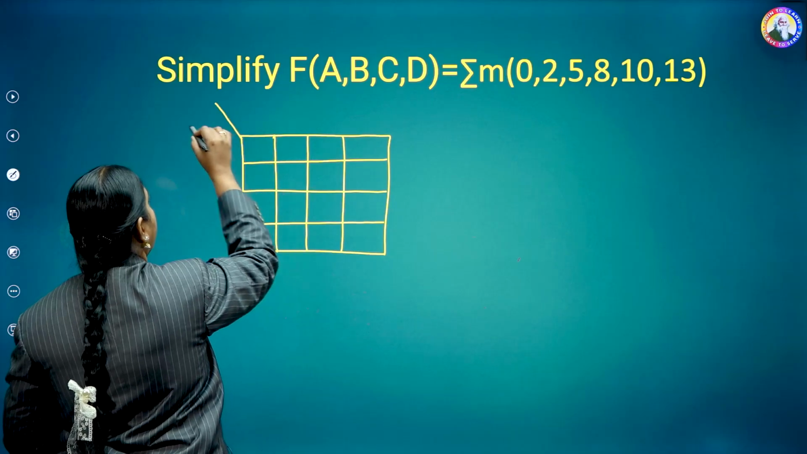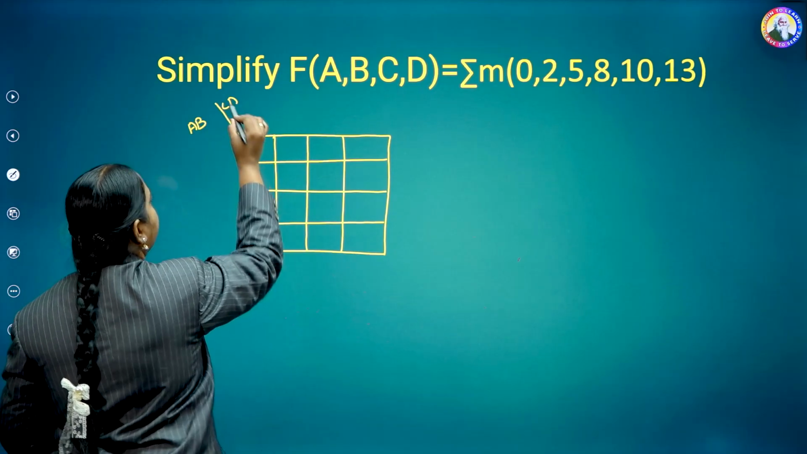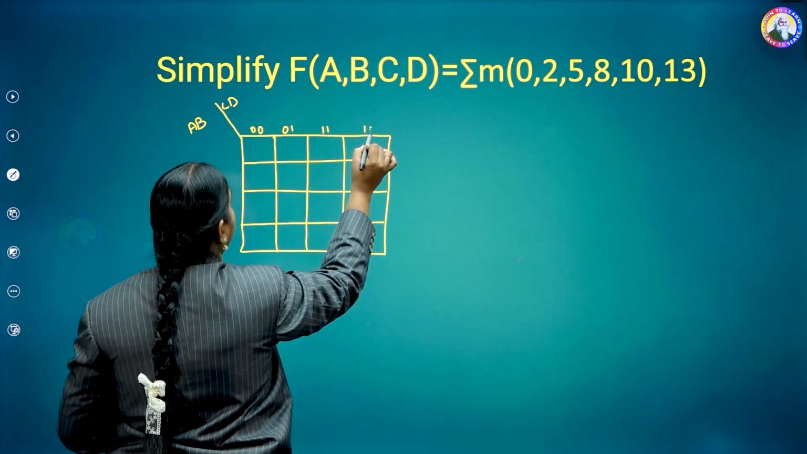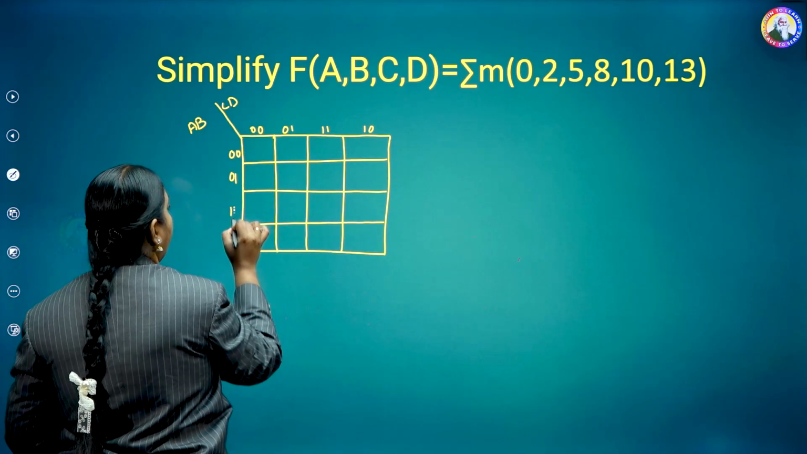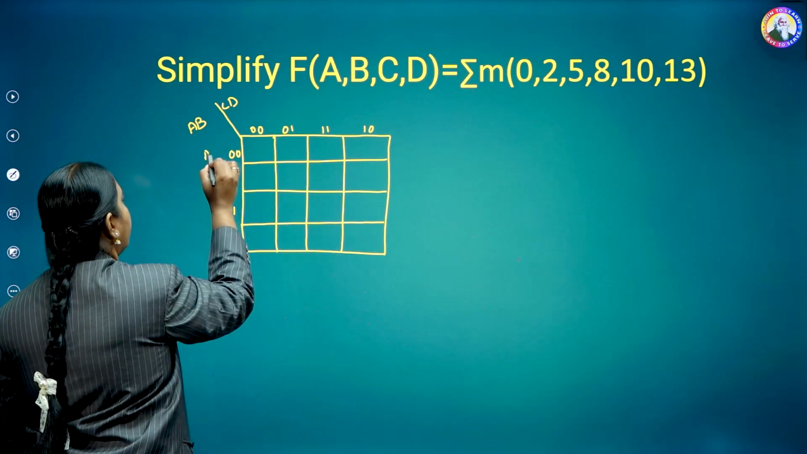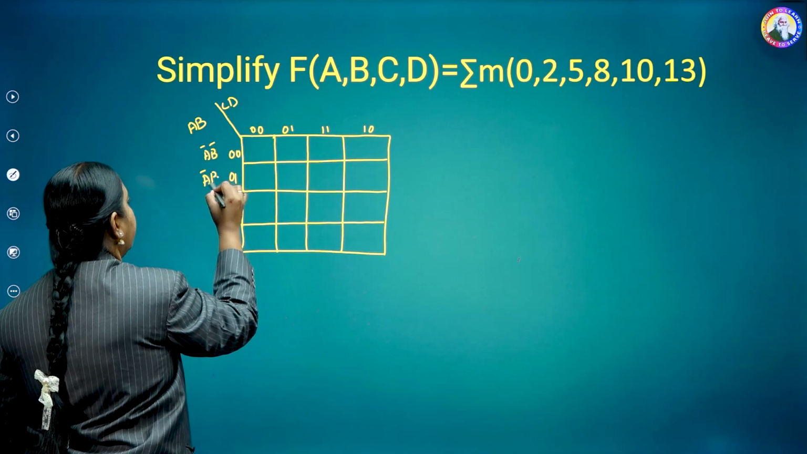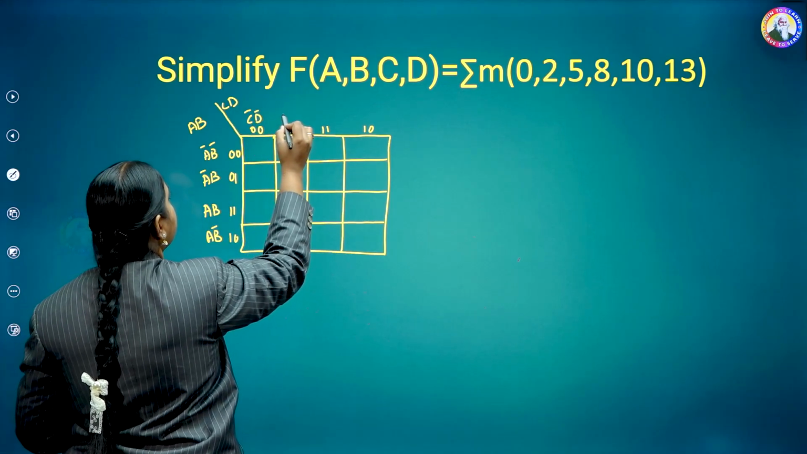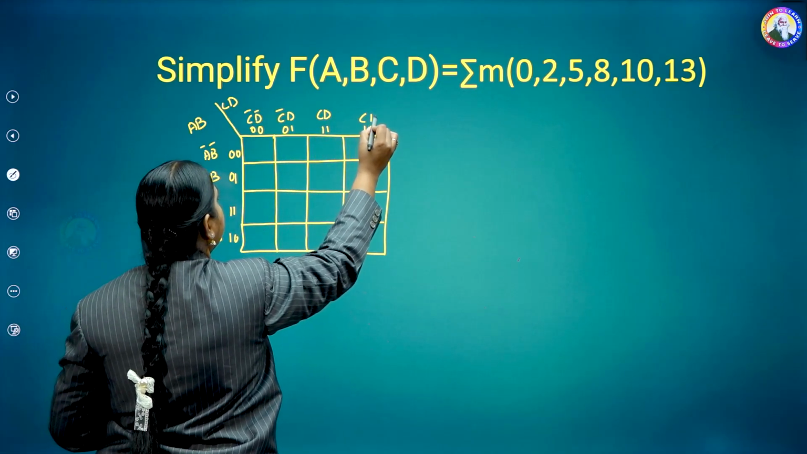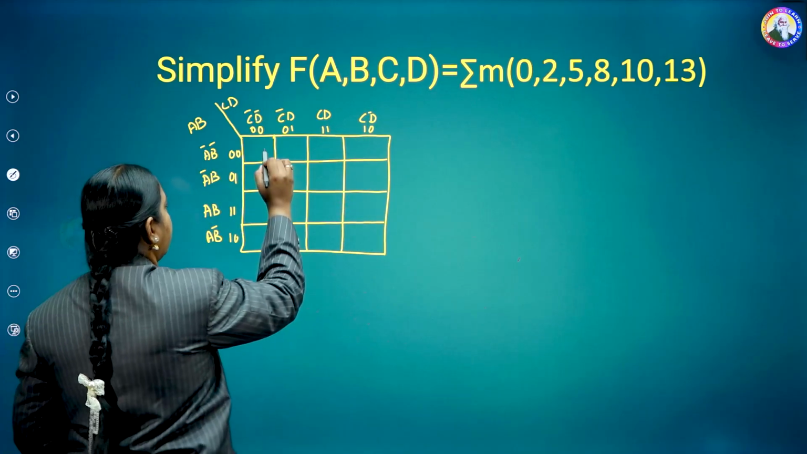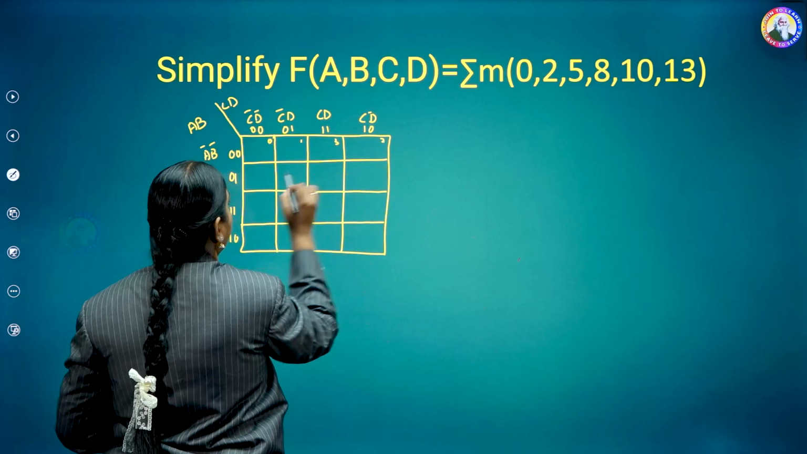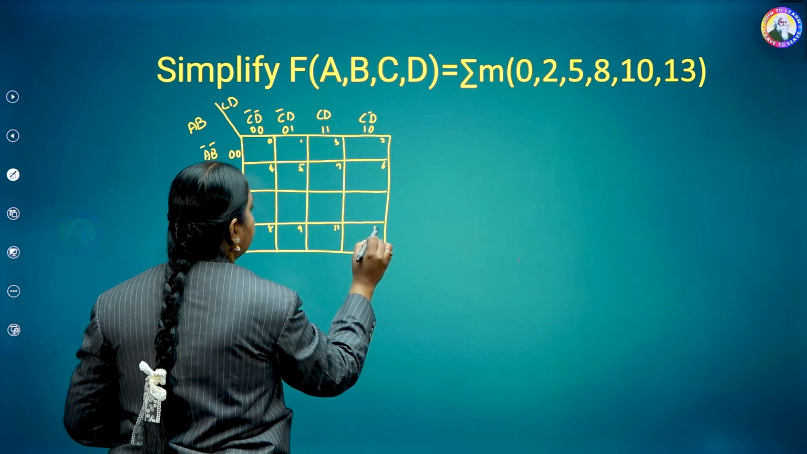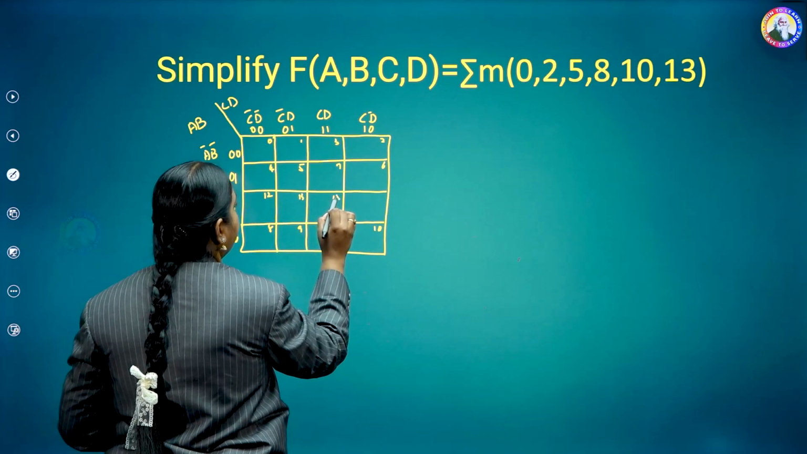What are the variables given here? A, B, C, D. So 0, 0, 0, 1, 1, 1, 1, 0 along both axes. So A bar B bar, A bar B, A B, A B bar. Here C bar D bar, C bar D, C D, C D bar. For our convenience, we'll write like this: 0, 1, 3, 2, 4, 5, 7, 6, 8, 9, 11, 10, 12, 13, 15, 14.